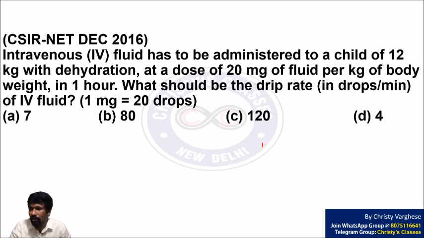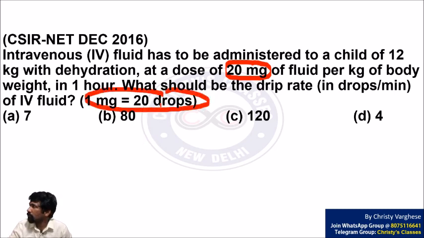So we will find the total drops and then find how many drops are needed in 1 minute. So how do we find the total drops? 20 milligram should be given for 1 kg. And 1 milligram is 20 drops.